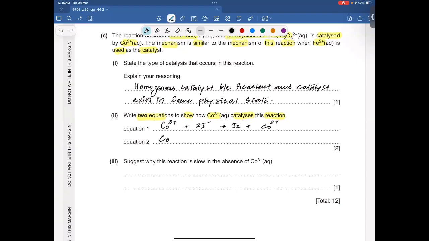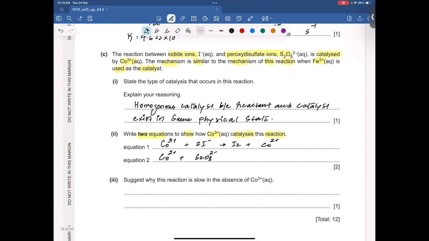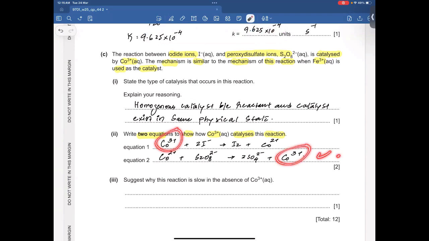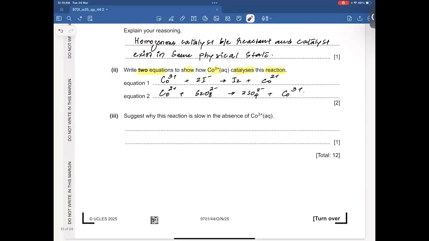Now in the second step, cobalt 2 ions is basically the reducing agent. So it reduces peroxodisulfate into sulfate ions and oxidizes itself into cobalt 3 ions. So see, reaction start हुआ cobalt 3 ions से मुझे वापस cobalt 3 ions मिला acting as a catalyst, and reactants and catalysts exist in same physical state, which is why. Suggest why this reaction is slow in the absence of cobalt 3 ions.